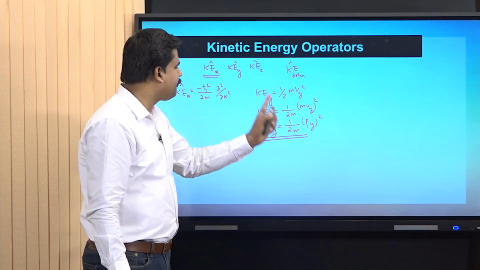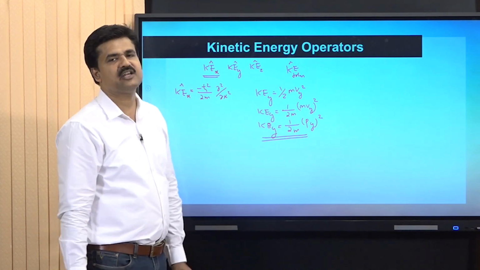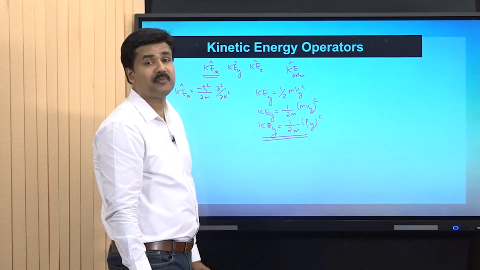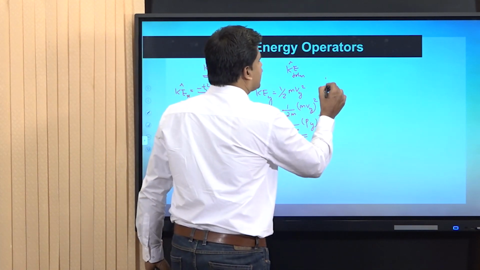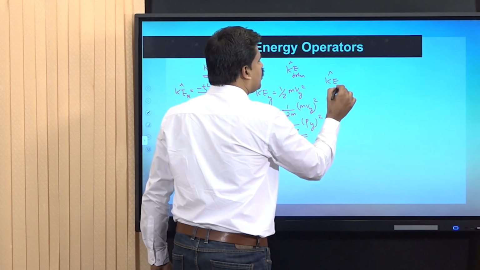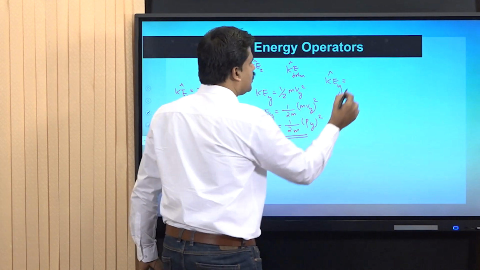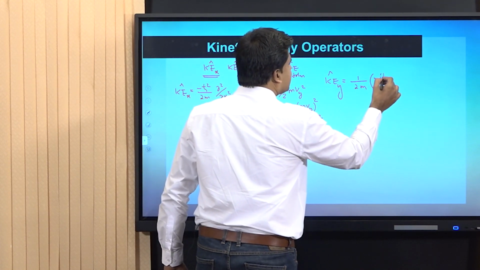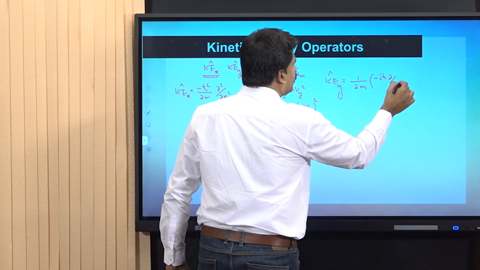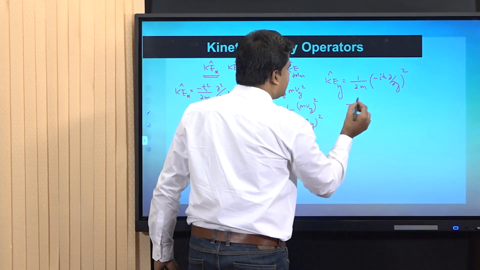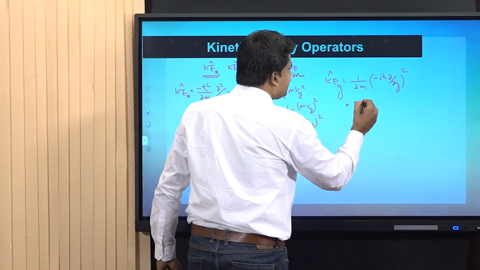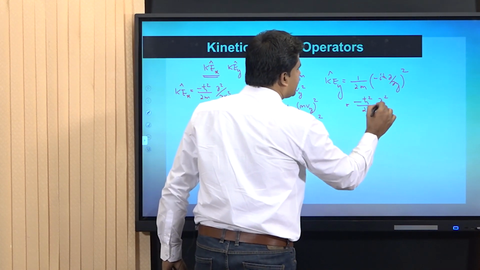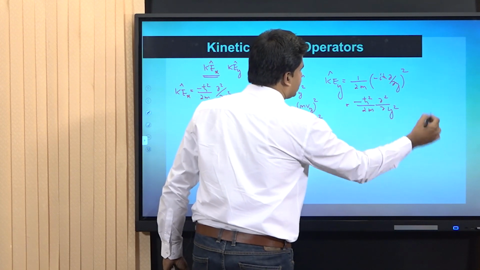Now, to get the operator corresponding to kinetic energy along y direction, I have to replace py with minus iħ ∂ by ∂y. Therefore, the kinetic energy operator along y direction can be obtained like this: 1 by 2m into (minus iħ ∂ by ∂y) the whole square. That will lead to the ultimate result: minus ħ square by 2m ∂ square by ∂y square.